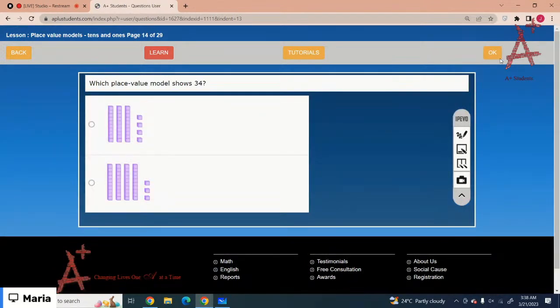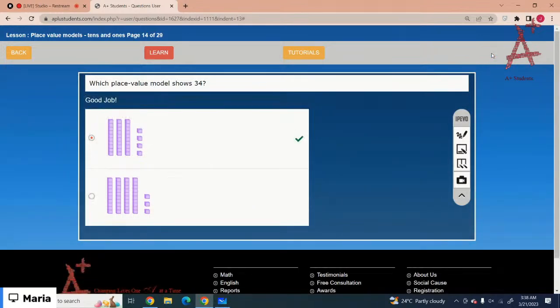Okay, which place value model shows 34? Option 1 or option 2? Which one makes 34? Yes, very good. Option number 1 makes 34. Got it? Okay.